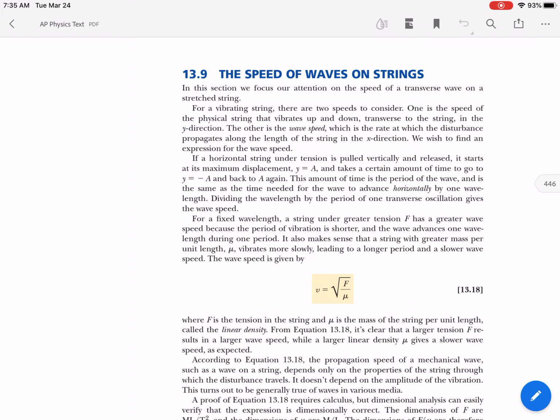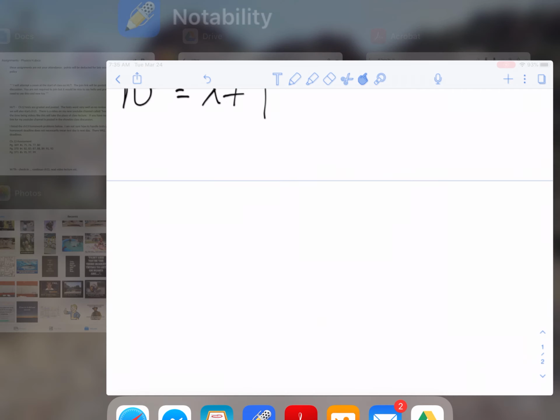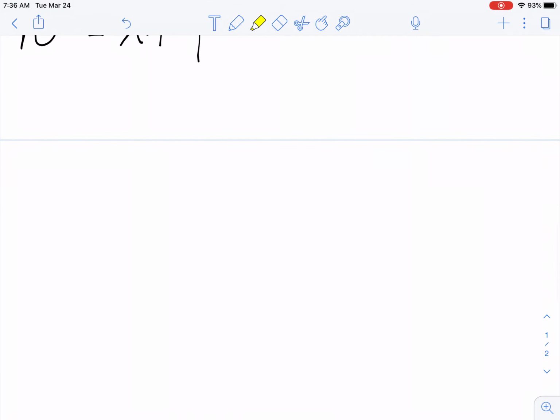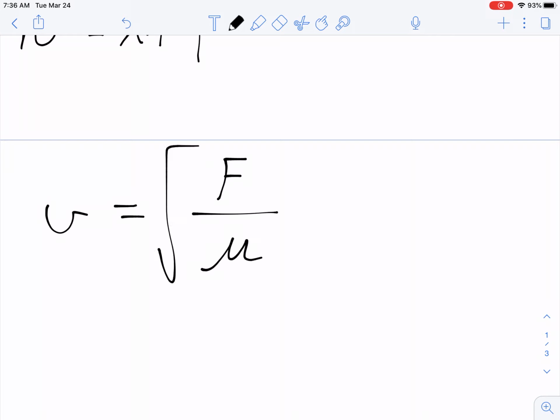So this is going to lead us to something like a guitar, for example, which might come up later. But imagine in this case we're trying to send a wave, most likely a transverse wave, down a string, like a guitar string maybe, and we want to determine the velocity. Well, as you can see, equation 13.18 outlines that velocity, and it says that the velocity of a wave in a string is equal to the square root of force over mu.